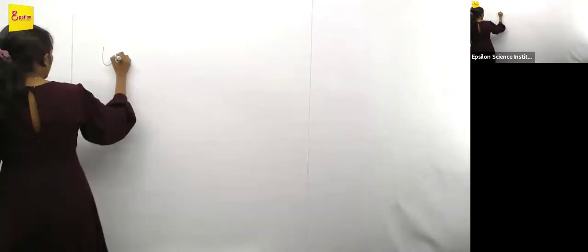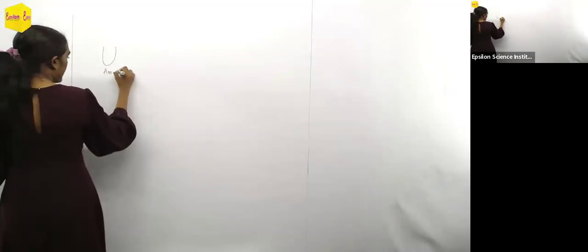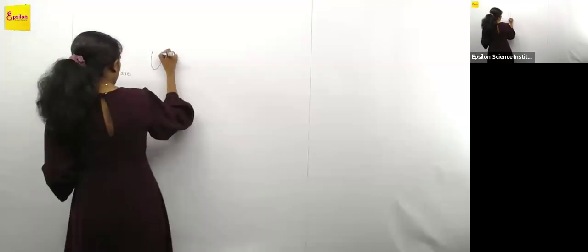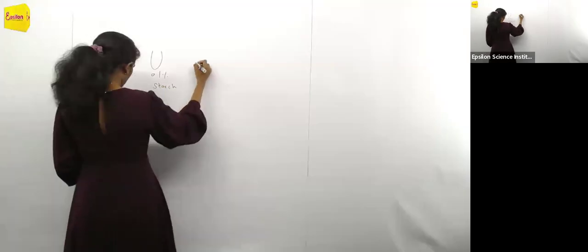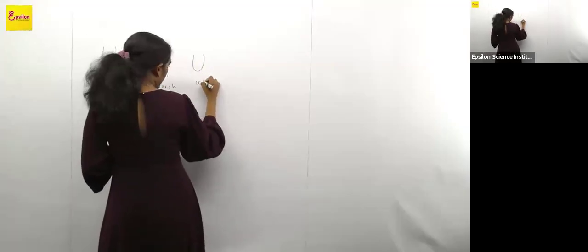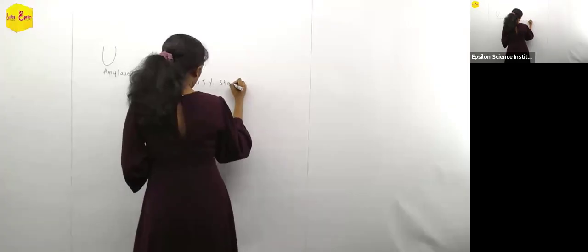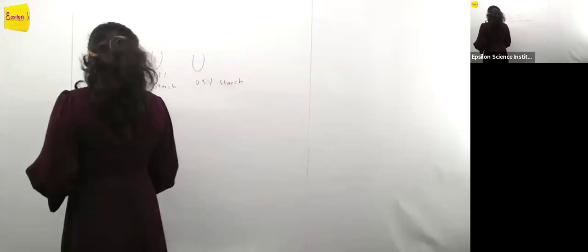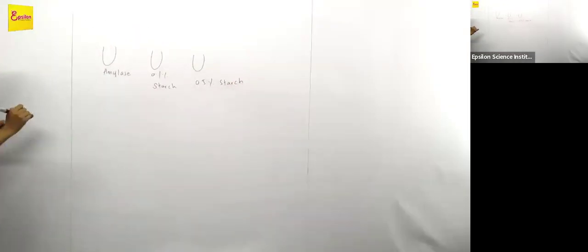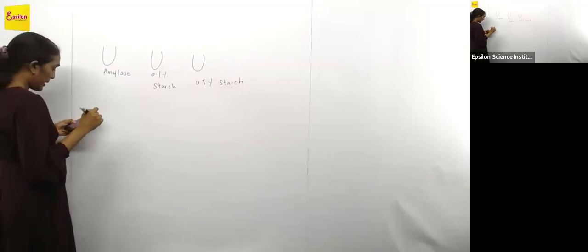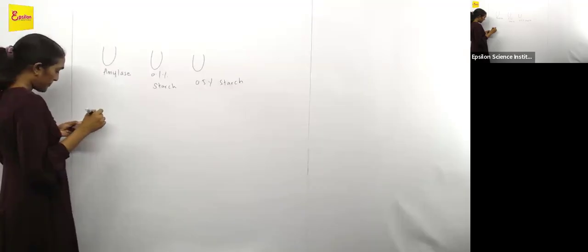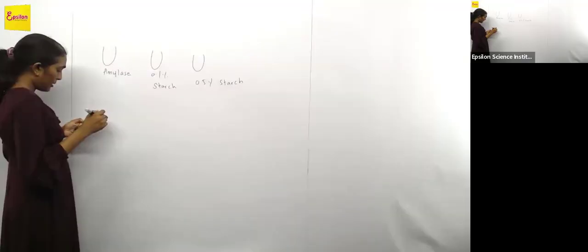So one is having amylase, the other one is having 0.1% starch, and the other one is 0.5% starch. Now, you have one white tile, iodine and all. Stopwatch is also given, dilute iodine, amylase solution.